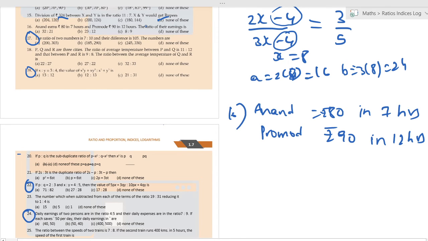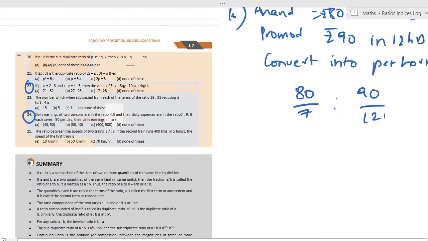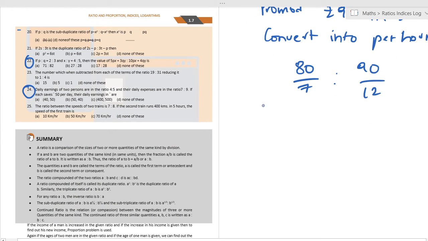So guys, I have told you earlier, we cannot compare crores with rupees. Just like that, we cannot compare 7 hours' earnings with 12 hours' earnings. So what we have to do? Convert into per hour. If you convert it into per hour, it will be 80 by 7, and 90 by 12. So you can solve this. Okay, I'll solve it for you.